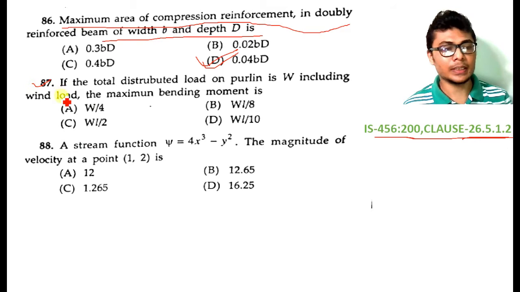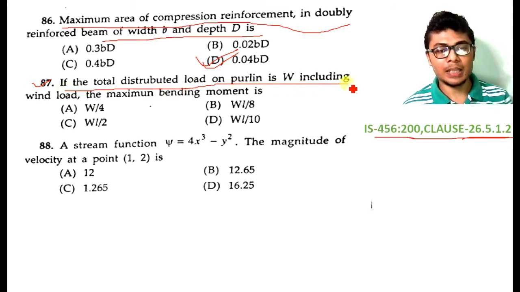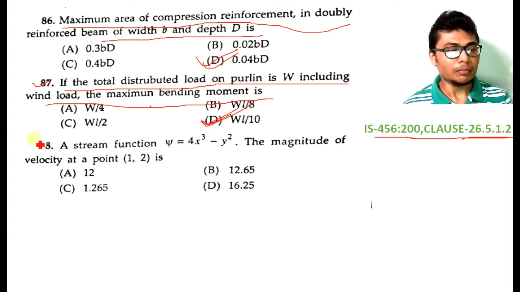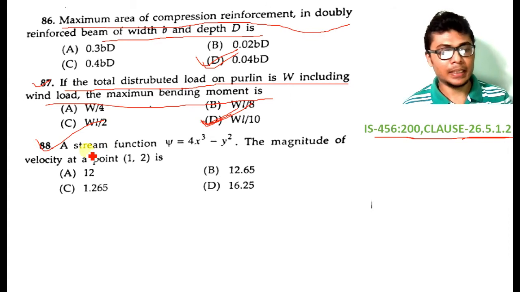My next question is, if the total distributed load on a purlin is W, including wind load, the maximum bending moment is? As per IS 800, the purlin is designed as a continuous beam, so the maximum bending moment in the purlin will be WL by 10. Therefore the correct answer will be WL by 10. Okay. Next question number 88.